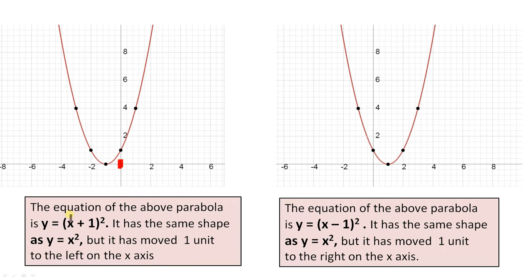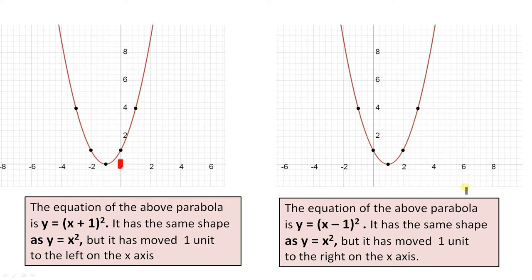Now you can do a little check here. If you put x equals minus 1 in there, you have minus 1 plus 1 is 0. 0 squared is 0. So y equals 0 when x equals minus 1. And that makes sense, see? When x equals minus 1, the y value is 0.